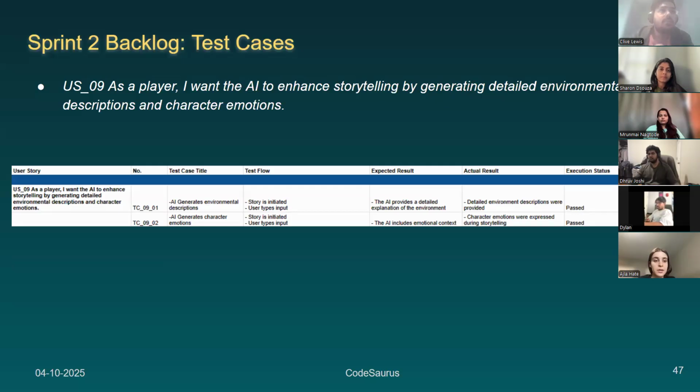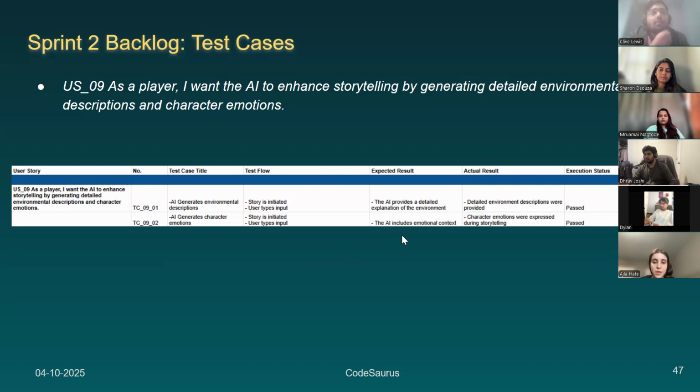Okay, so the second user story is: as a player, I want the AI to enhance storytelling by generating detailed environmental descriptions and character emotions. All of these tests, as you can see, were passed on April 2nd, confirming that the AI is effectively enhancing the narrative. This is a very straightforward test case. Firstly, the AI generates environmental descriptions. Secondly, it generates character emotions. The test flow for both of them is the same, where you basically initiate the story and then the player types the input to begin the storytelling.